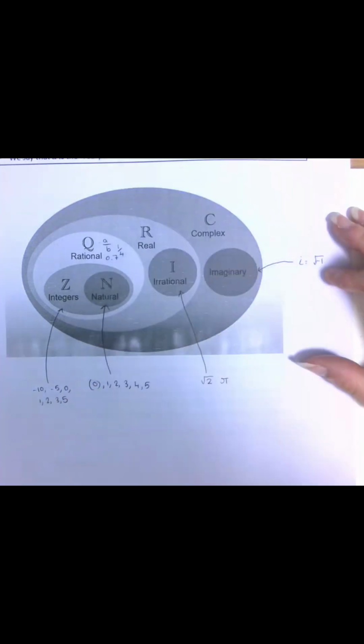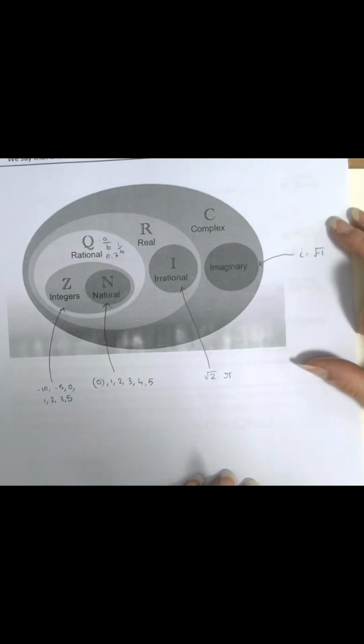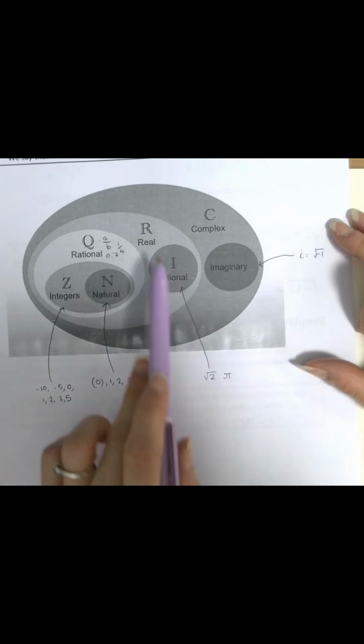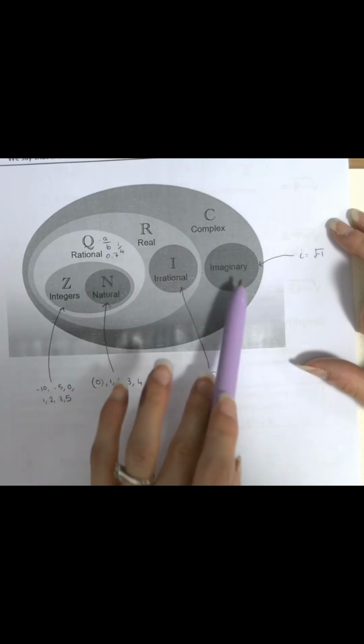Then we have our imaginary numbers, which is where i comes in, being the square root of -1, because we know we can't have the square root of -1. And then we can see that complex includes real and imaginary numbers. So complex numbers will always have a real part and an imaginary part.